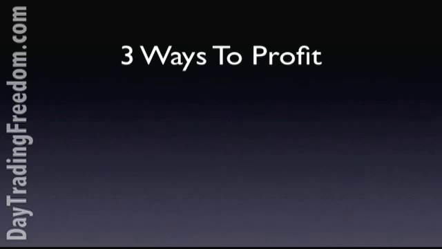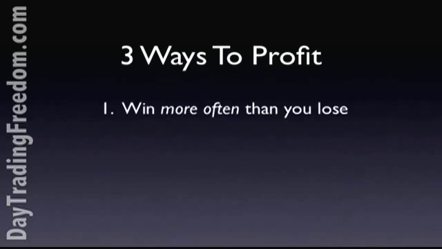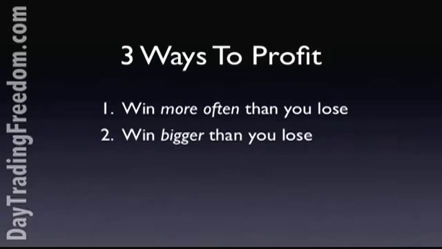Quick recap again: three ways you can make a profit in the market. You can win more often than you lose. So if you have 10 winning trades and one losing trade, then all things being equal, you should end up with a profit. Or you can win bigger than what you lose. So if you have two winning trades and you win $1,000 on each of those, so $2,000, and five losing trades and you lose only $100 on each of them, then you lost $500, so you net $1,500. So if you win bigger than what you lose, you can actually win fewer trades but still make a profit.